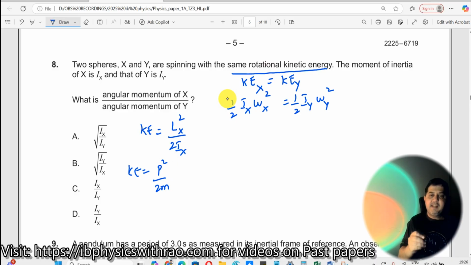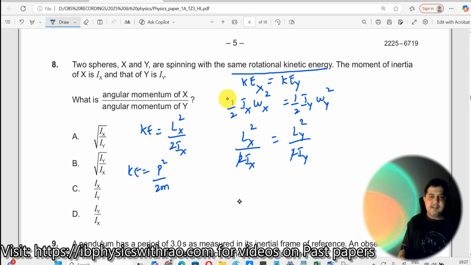Now what you do is you say, I'm going to put the angular over here. So instead of p, I'm going to replace it by Lx, and instead of m, I'm going to replace this by Ix. Right? That's what I'm going to do. So now what does it say? KEx equal to KEy. So therefore I will now write this expression as Lx square divided by 2Ix is equal to Ly square divided by 2Iy. Right? This 2 and this 2 goes away.